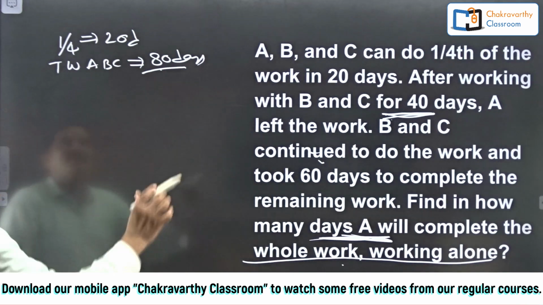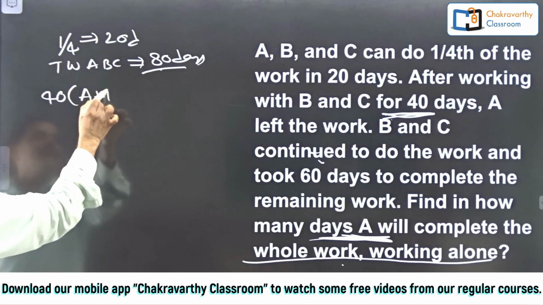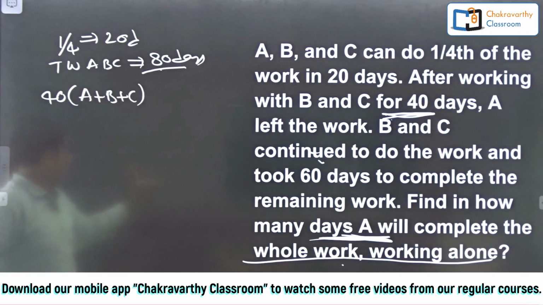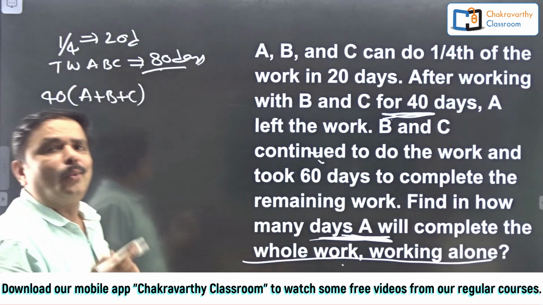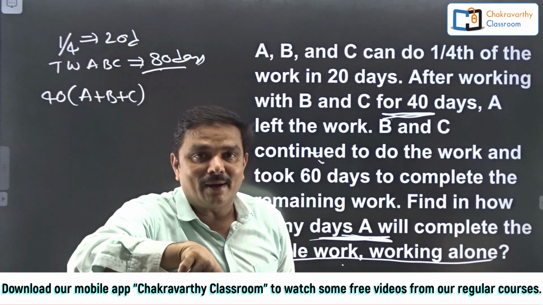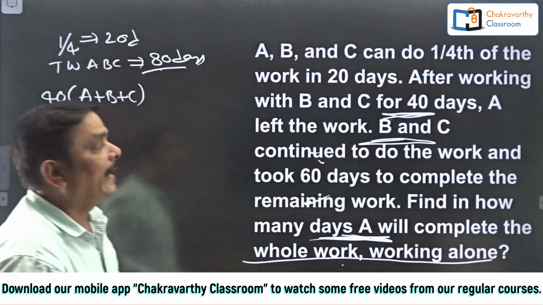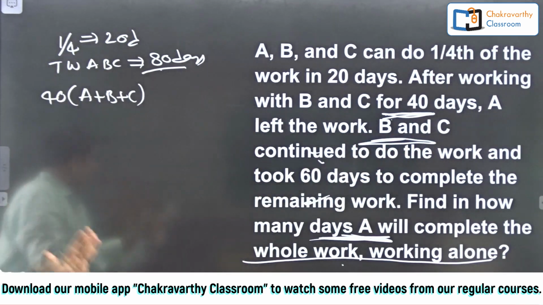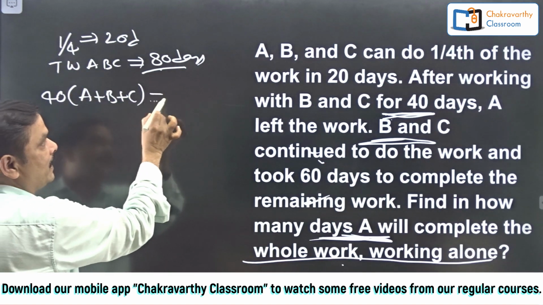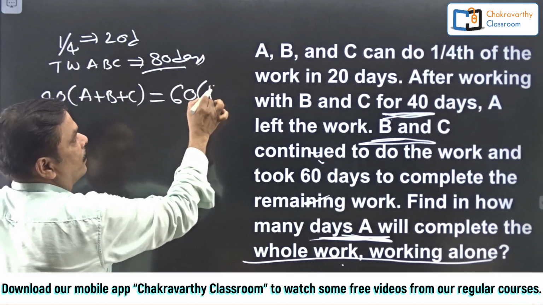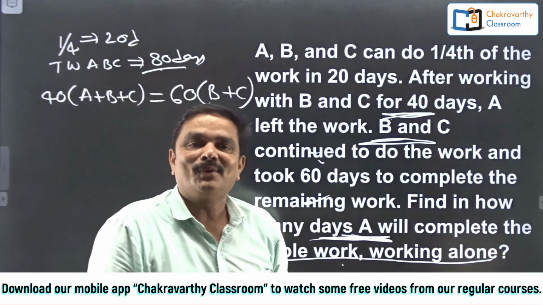Now the remaining work is 40-day work of A, B and C. Here I am talking about the work: 40-day work of A, B and C. What is this? Remaining work. The same remaining work is completed by B and C in 60 days. That means 40-day work of A, B and C must be equal to 60-day work of B and C. A very, very important thing, isn't it?